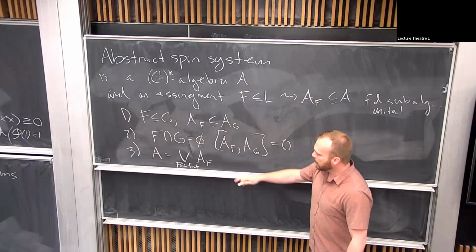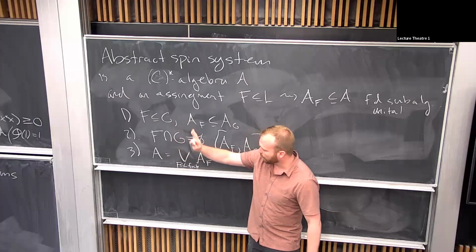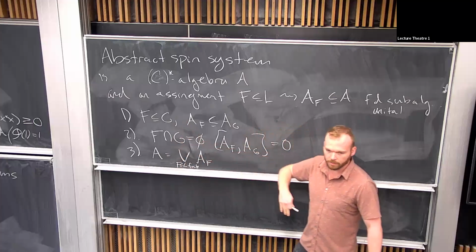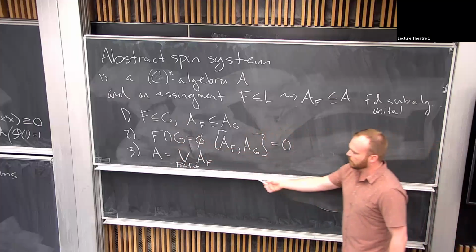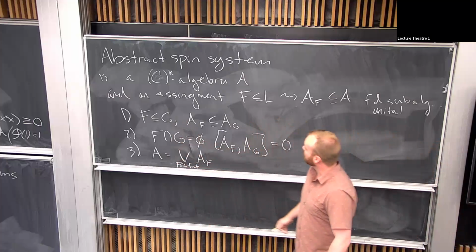Okay. And again, if this was a C-star algebra, if we were working in the analytic framework, I might complete this in norm and say that something like this algebra generated by these is dense.